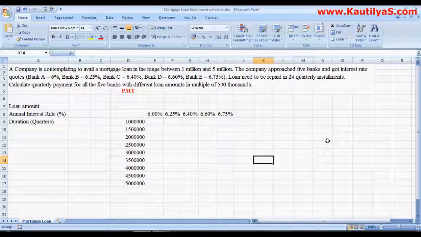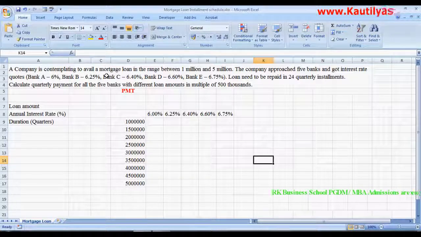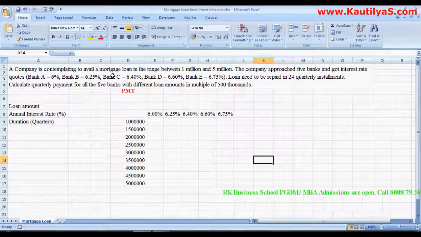In this video, I'll explain how to calculate quarterly mortgage loan installments for different loan amounts and different interest rates. Here is an example where a company is contemplating availing a mortgage loan ranging between 1 million and 5 million.